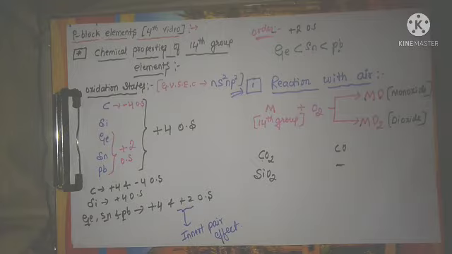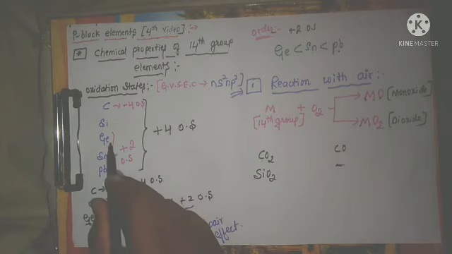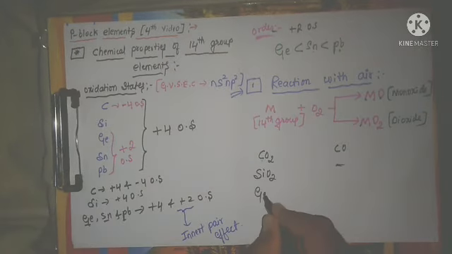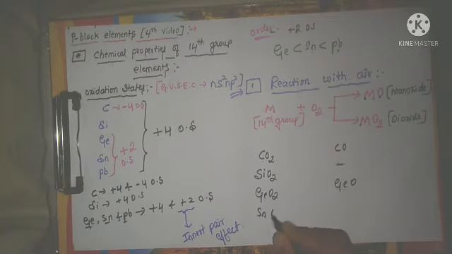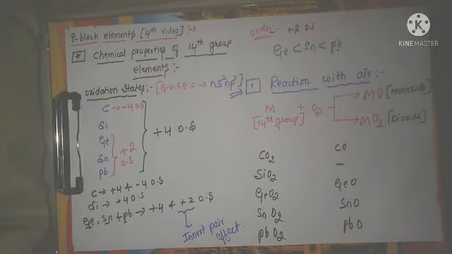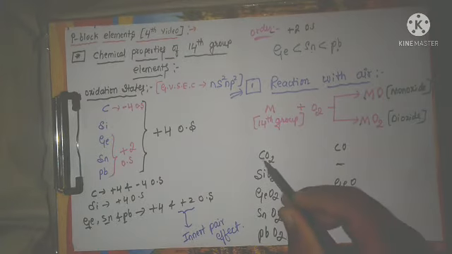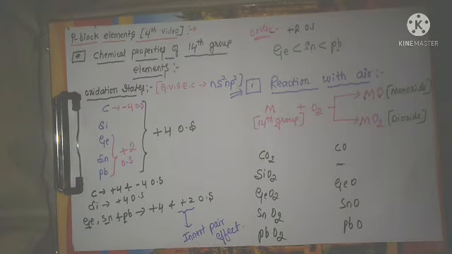Why? We will see. Now if M is germanium, the next 14th group element, it can form germanium dioxide and germanium monoxide. If it is tin, tin dioxide, tin monoxide. If it is lead, lead dioxide, lead monoxide. Clear? The monoxides I wrote here are carbon monoxide, germanium monoxide, tin monoxide, lead monoxide. The dioxides are carbon dioxide, silicon dioxide, germanium dioxide, tin dioxide, lead dioxide. Now we will see the general characteristic properties of these dioxides and monoxides.